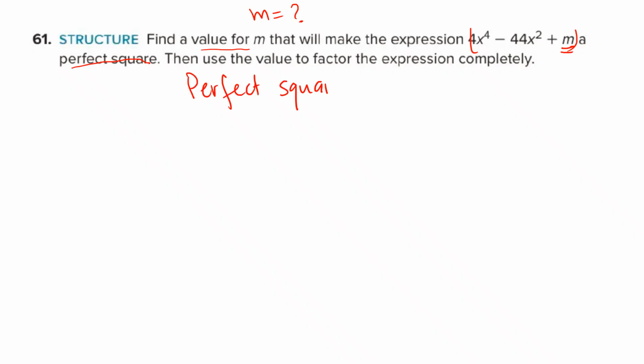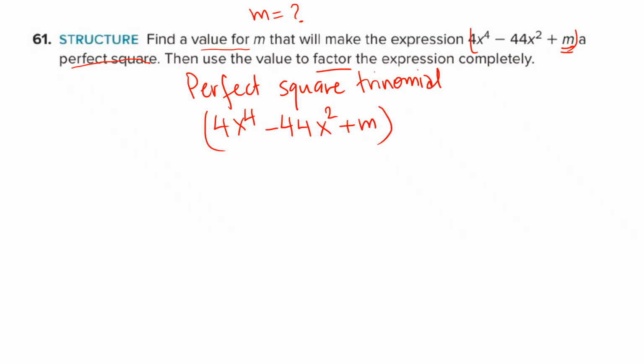So first we need to find the value of m, and after we convert it to a perfect square trinomial by putting the value of m, we need to factor also. So it's a long question. Let's write the terms 4x^4 minus 44x^2 plus m. We need to find m. Now just see carefully how I solve.